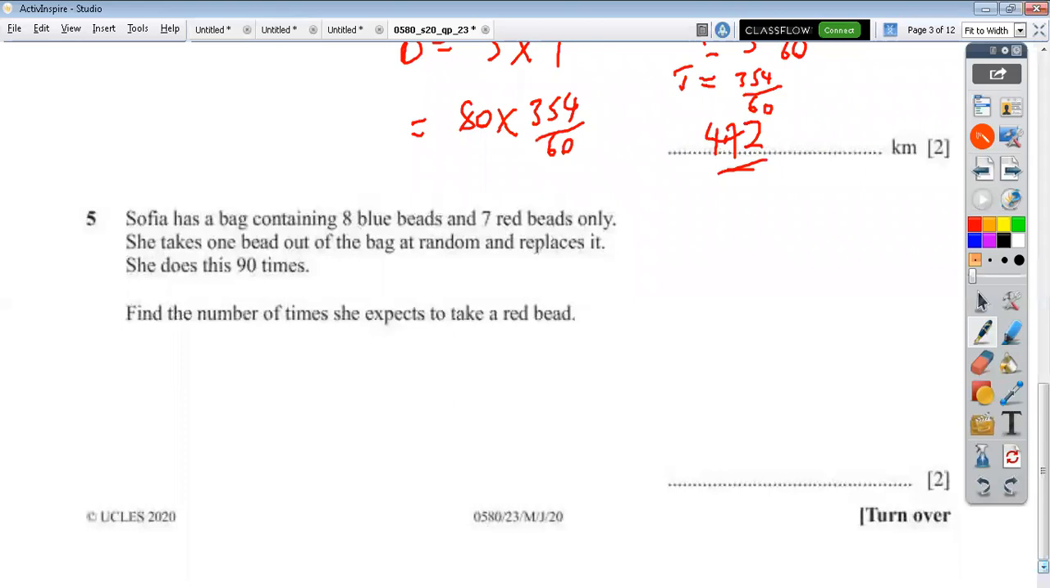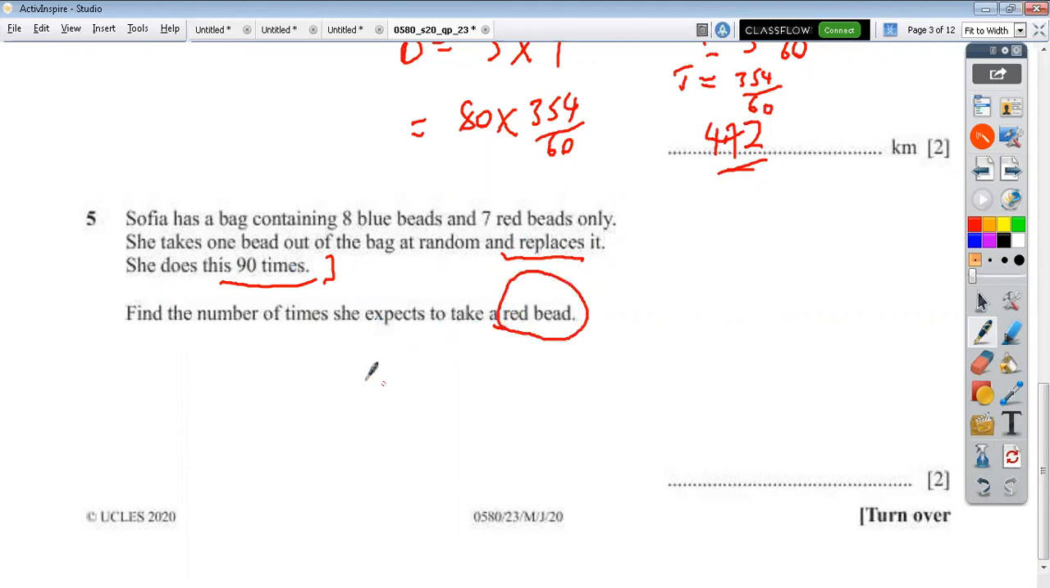Now, Sophia takes a bag containing 8 blue beads and 7 red ones. Okay, so there are only 2 colors. She takes one bead out of the bag at random and replaces it. So she replaces it, it's not without replacement. She does this 90 times. Find the number of times she expects to get a red.